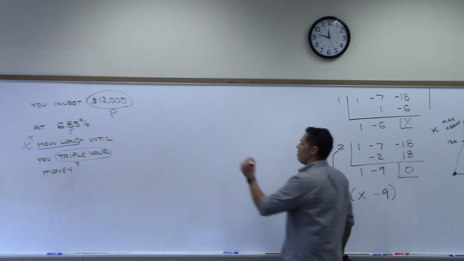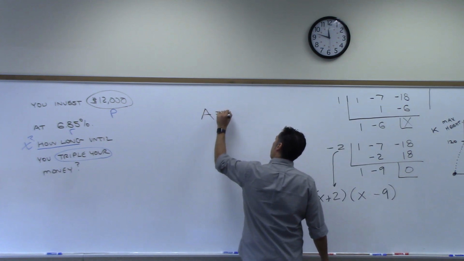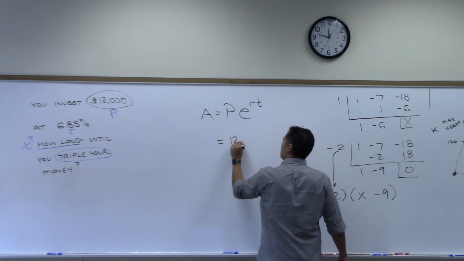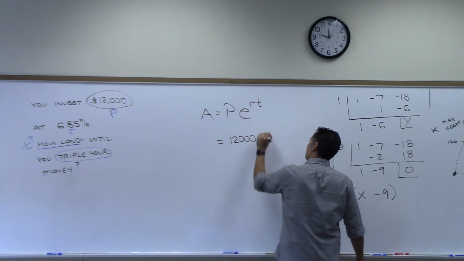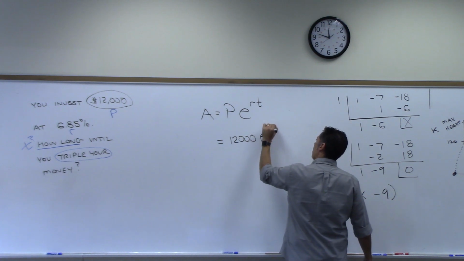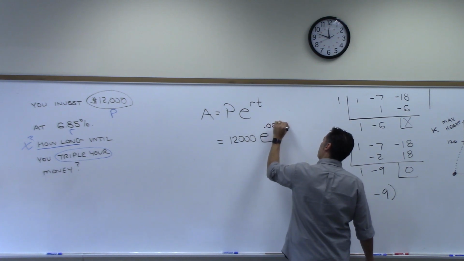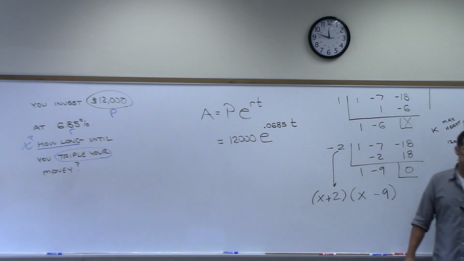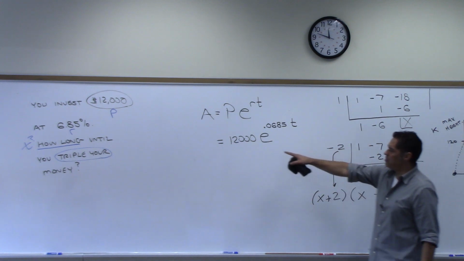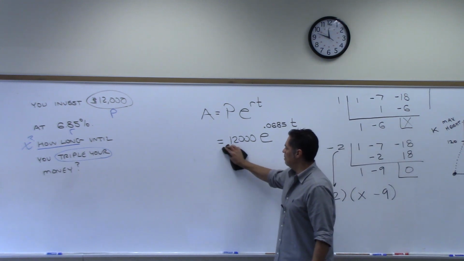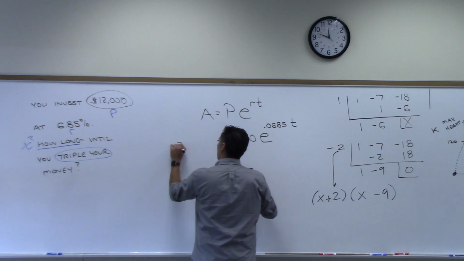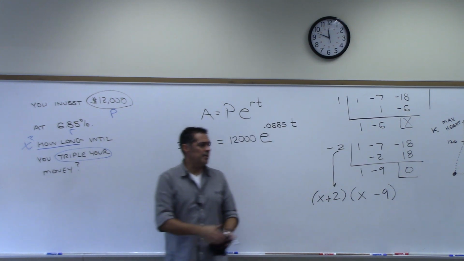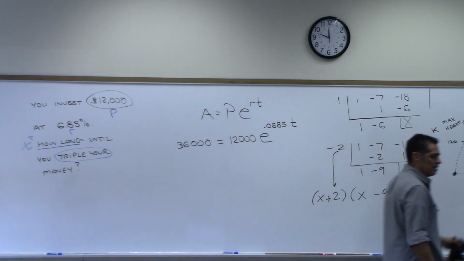So when we put this into our formula, the right side is 12,000 e to the 0.0685, but we don't know the time, right? We actually do not know the time this time. But do we know how much we are supposed to have at the end? Yeah. What is it? 36,000. All you do there is just multiply your 12,000 times 3, right? Tripling your money means 3 times as much. 3 times 12,000 is 36,000.